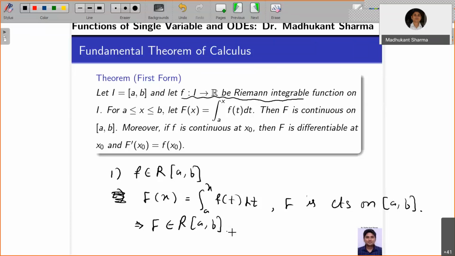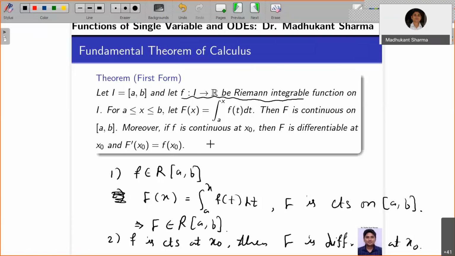Now, if you attach one more condition, if small f is continuous at x naught, then you can show that capital F is differentiable at x naught, and it becomes the antiderivative for the given function f. So then F dash of x naught is equal to f of x naught.